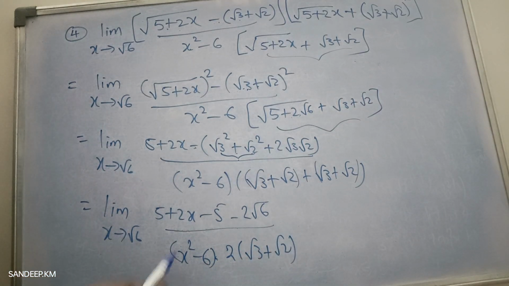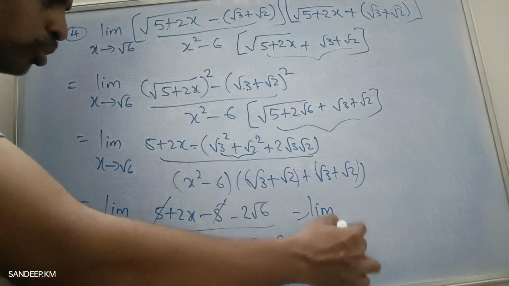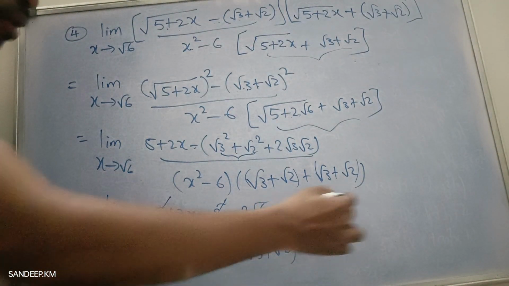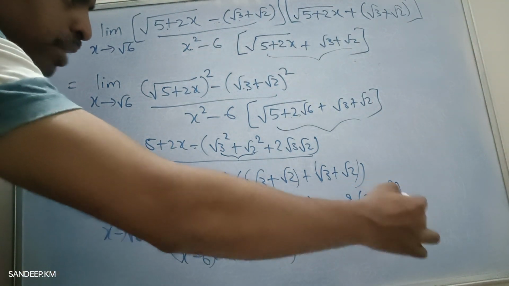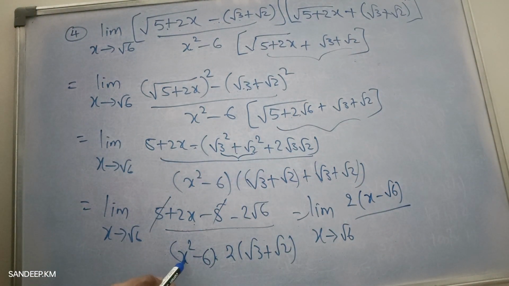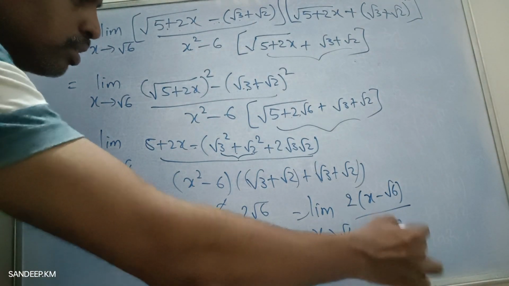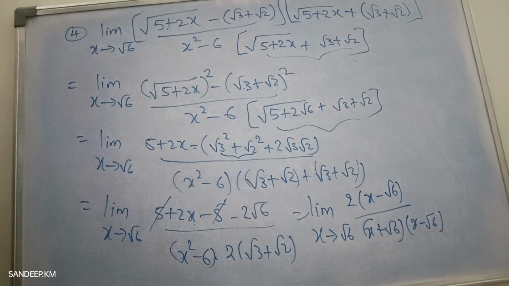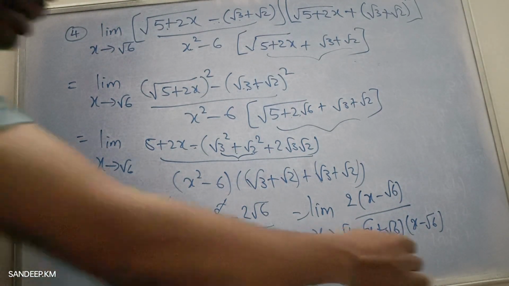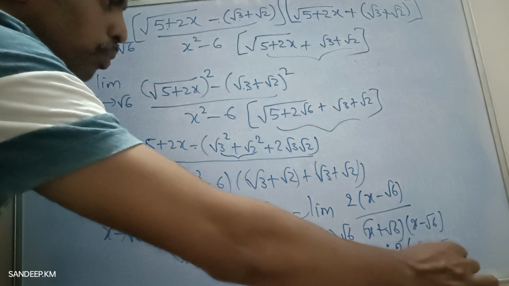Okay, and plus 5 and minus 5 gets cancelled. You can take 2 common in the numerator. So limit x approaches root 6. If you take 2 common in the numerator, you will get x minus root 6, and in the denominator of course I can factorize it. X square minus 6 is x plus root 6 into x minus root 6, correct or not? And at the same time in the denominator we also have into 2 times root 3 plus root 2.